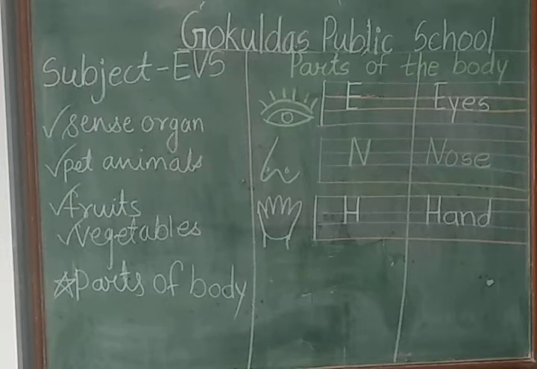Please note down all the three names, their first letter and their spelling. See the picture, write the spelling. See the picture and write the first letter of the body parts. Remember all the names.